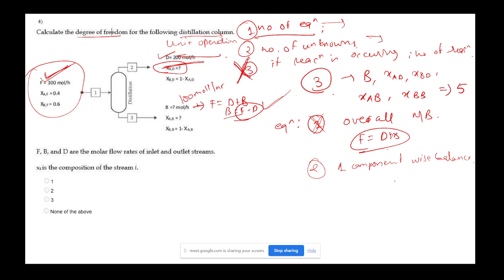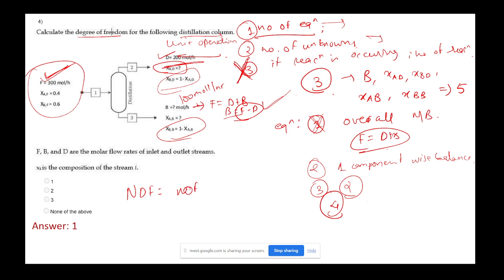Once you know one component balance, the other is automatically determined. Next, these two equations, so two more equations you have. So the number of equations is 4. So you can say that degrees of freedom equals the number of unknowns minus the number of equations, which is 5 minus 4, which is 1. So you have 1 degree of freedom.